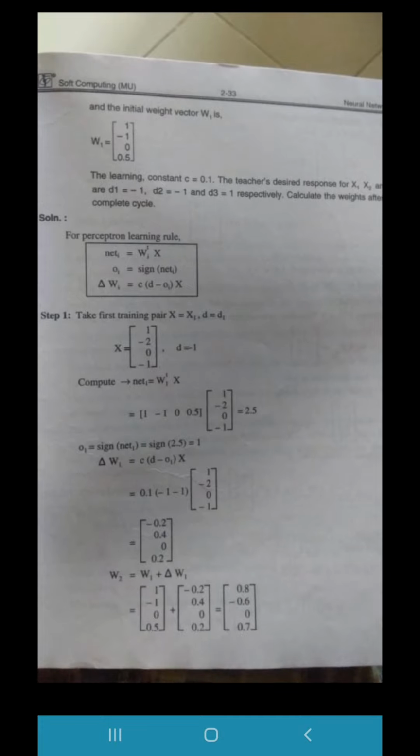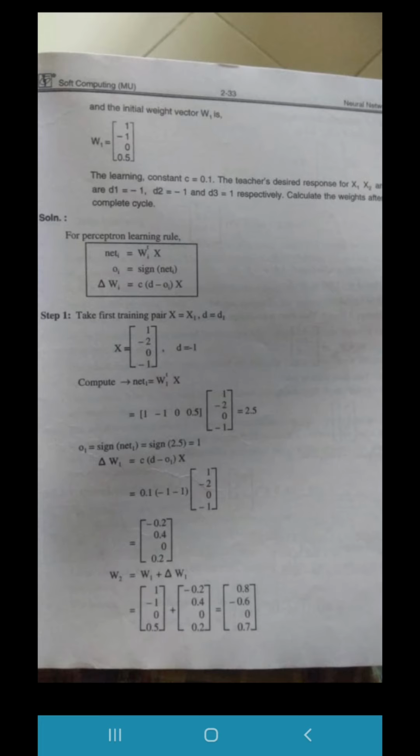Now let's see how we are going to perform step 1. The normal Perceptron learning rule consists of 3 steps. First, find the net of I. Second, find O of I, that is the sign of net of I. Third, find delta W of I, that is C into D minus O of I into X. That's it, just 3 simple steps. For the first step, X is X1 and D is D1. D1 is -1, so D would be -1. X would be X1, that is 1, -2, 0, -1.